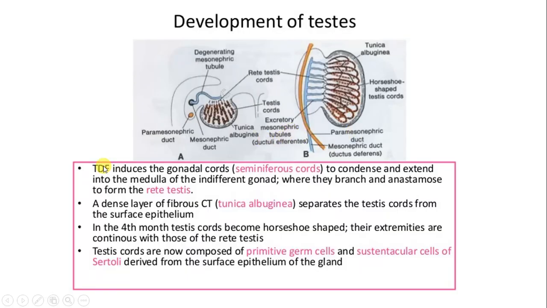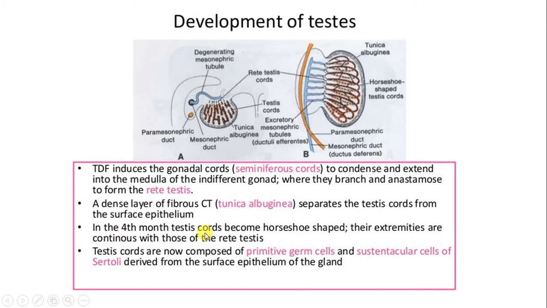Now we see the testis determining factor. It induces the genital cords, the seminiferous cords. They will condense and extend into the medulla of the indifferent gonad, branch and anastomose, and form the rete testis. A dense connective tissue, the fibrous tunica albuginea, separates the testis from the surface epithelium.